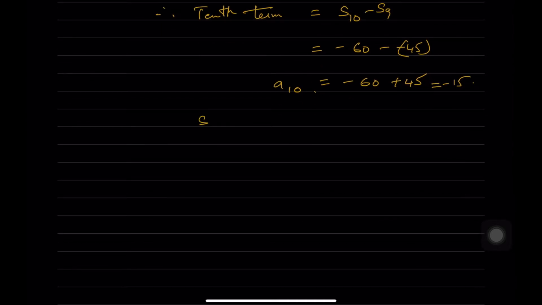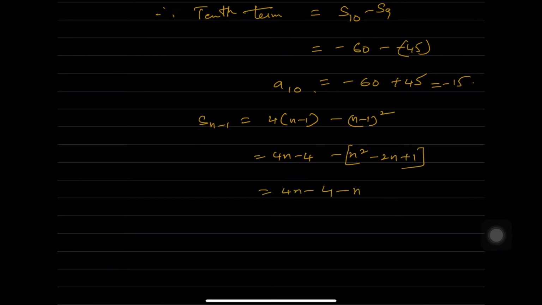Now what is Sn minus 1? We'll see. Sn minus 1 is 4 into n minus 1 minus n minus 1 whole square, which is equal to 4n minus 4 minus n square minus 2n plus 1. So if you remove the brackets here, you take the minus sign inside, you will get this. So which is equal to 4n plus 2n is 6n minus 4 minus 1 is minus 5 minus n square.